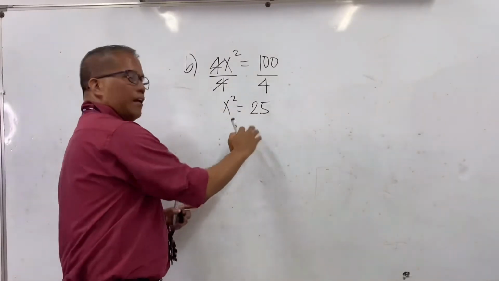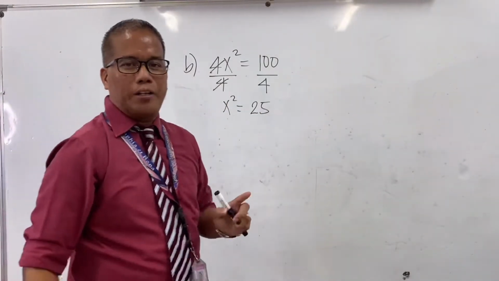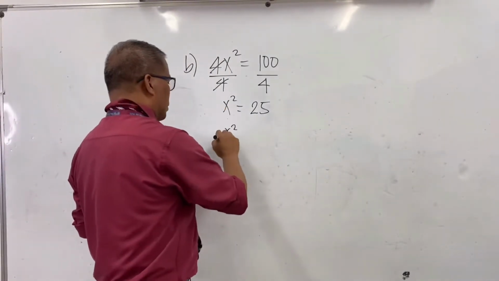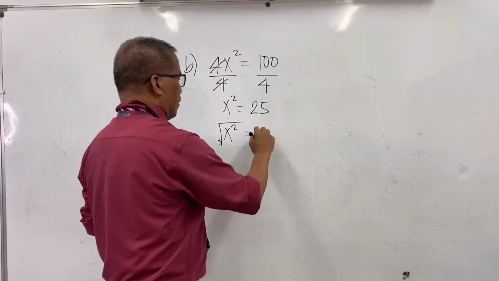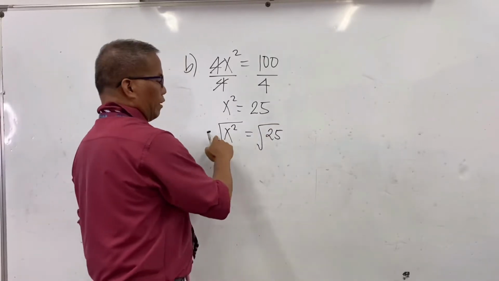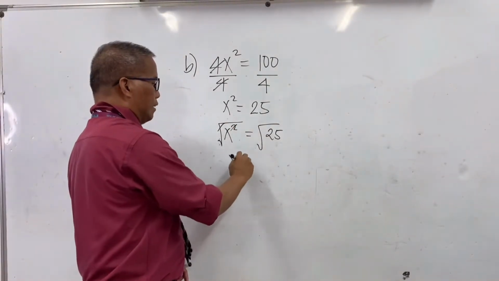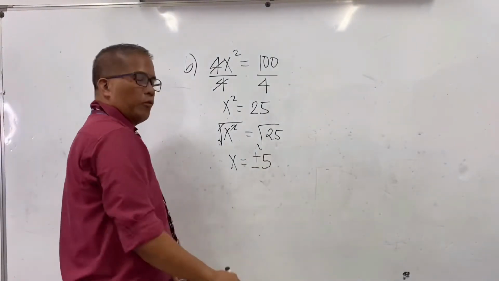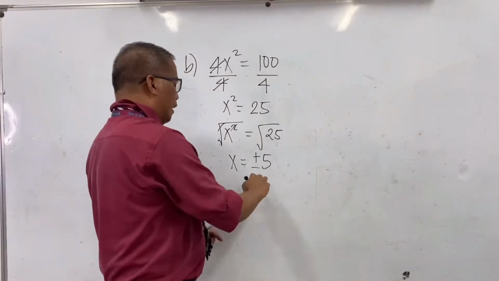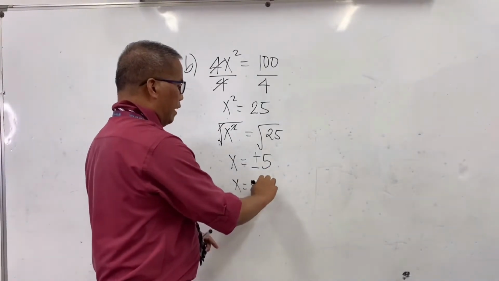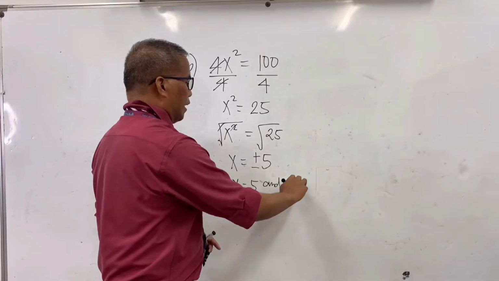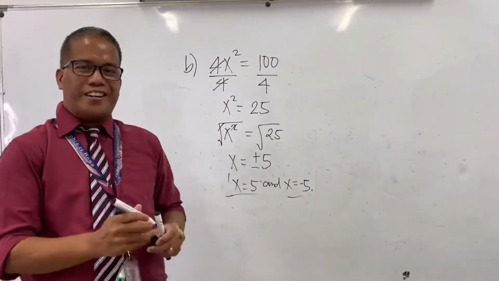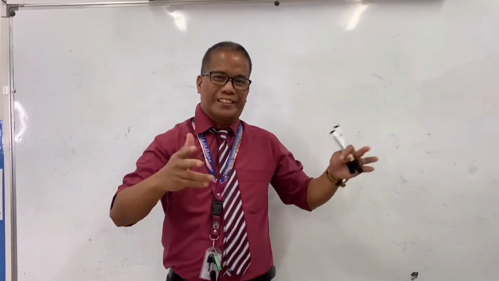Then from here, you are going to apply the square root principle. We call it extracting square root. So we have now the square root of x squared equals the square root of 25. Square root of x squared is equal to x. Then square root of 25 is equal to positive negative 5. So therefore, the solutions are x equals 5 and x equals negative 5. So that is the answer.